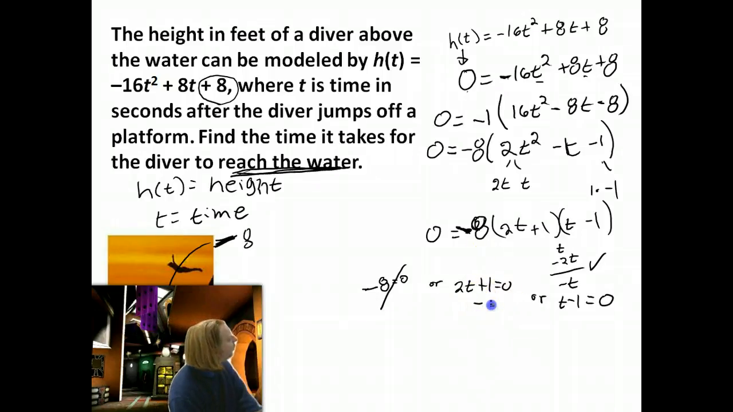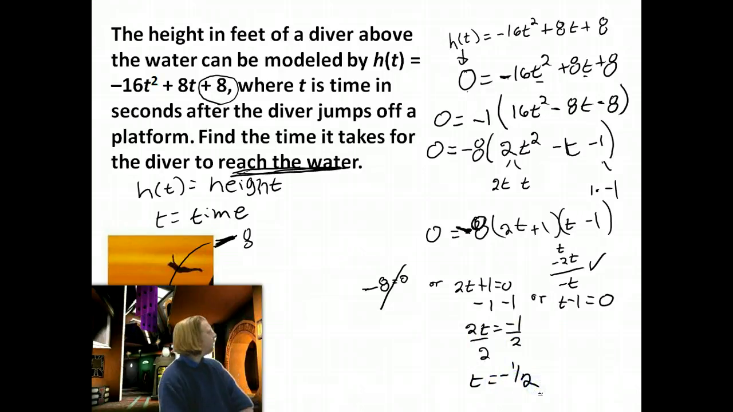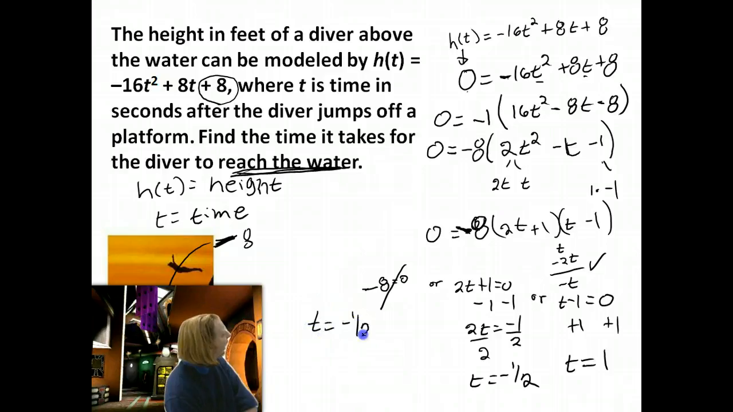Solve this one by subtracting 1 from both sides. So 2t is -1. Divide by 2. T is -½. And then over here, add 1 to both sides. T is equal to 1. So my answers are -½ or 1.